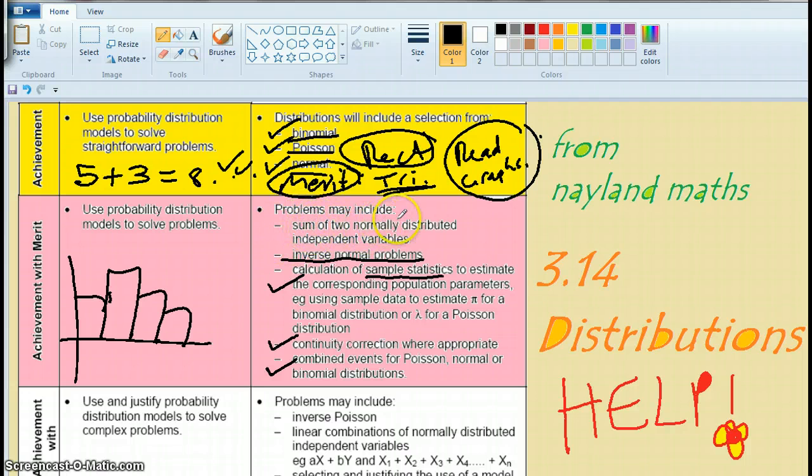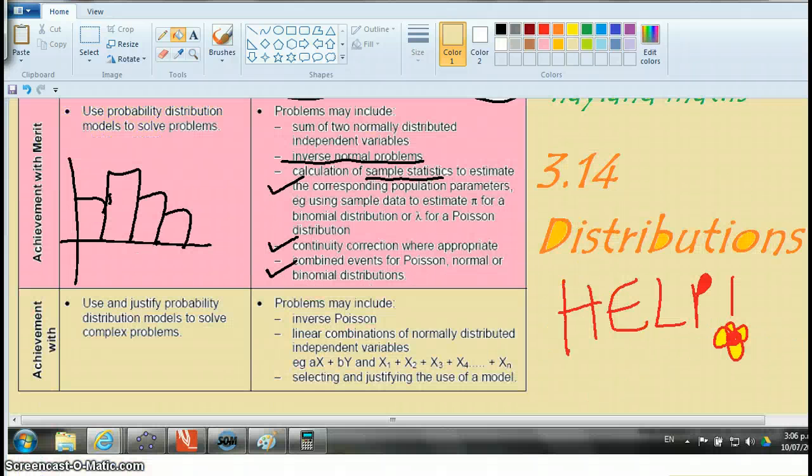Sum of 2 normally distributed independent variables, so those are on your formula sheet, so that's all merit. But remember, merit's also describing conditions of the other. Alright, what about excellence? Try and pick a good colour here. Okay, so for excellence it's just more complicated problems really. And the inverse Poisson. So I've gone on about that with the formula sheet.